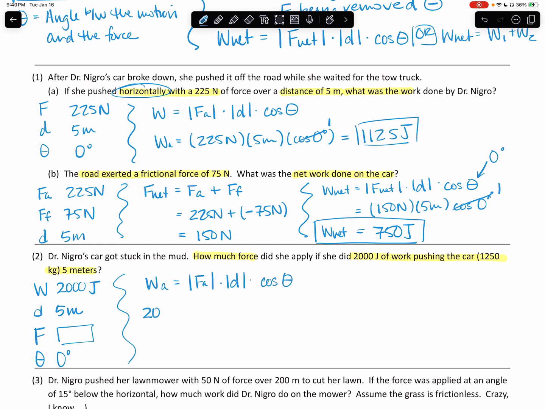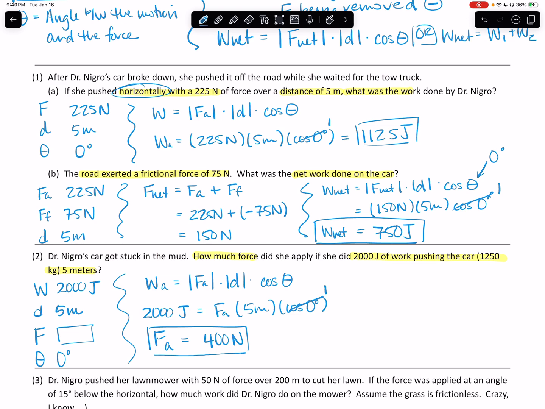All right, so we plug in 2,000 joules. We're going to have our applied force, and then we have 5 meters, and then a cosine of 0 degrees. That cosine of 0 is a 1. So I end up dividing my 5 meters over to the other side, and a joule is a newton times meters, and then I divide it by meters, and I have newtons left, and in this case, 400 newtons worth of force.